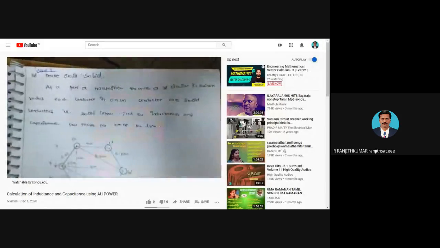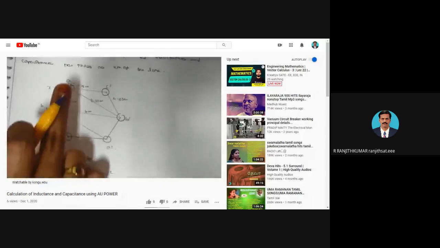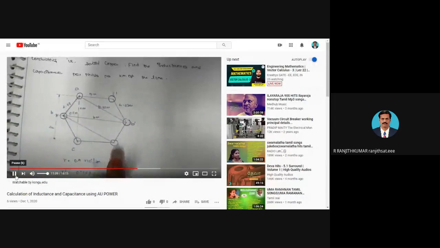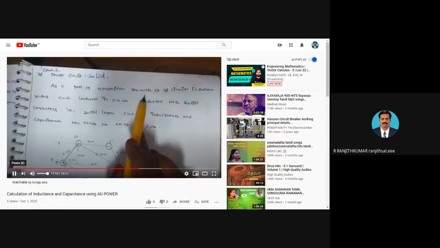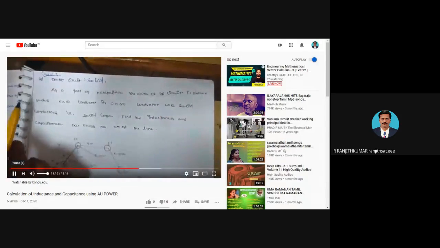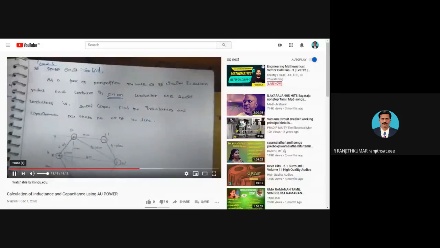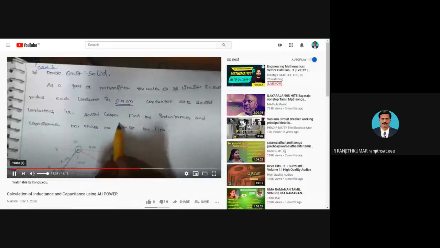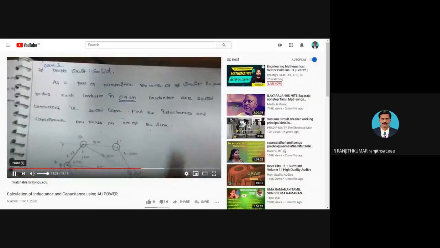So for the 3-phase double circuit, we are going for the hexagon configuration A, B, C, A dash, B dash, C dash, since it is a transposed line. As a part of transposition, the three cycle, 3-phase circuit is shown in the figure. The radius of the conductor is taken as 0.9 centimeter. Conductors are solid conductors, that is copper conductor. Find the inductance and capacitance per phase per kilometer of the line.